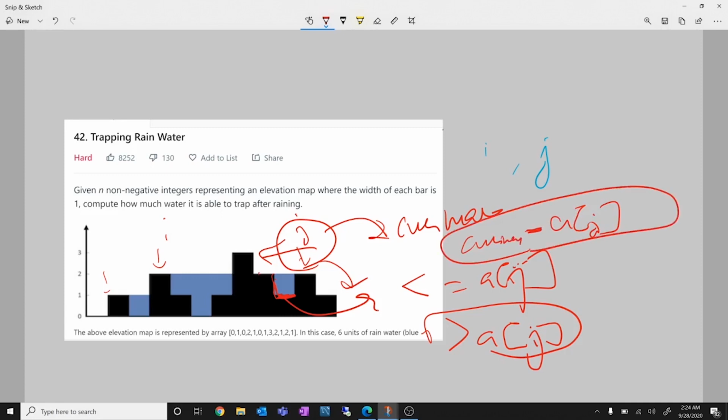Why? You can see what the water amount filled here is. If the height of this is 2 and the height of this is 1, this is 1 unit of water, which is 2 minus 1. So curmax minus a[j]. And similarly on the higher side also, I'll do the same thing.